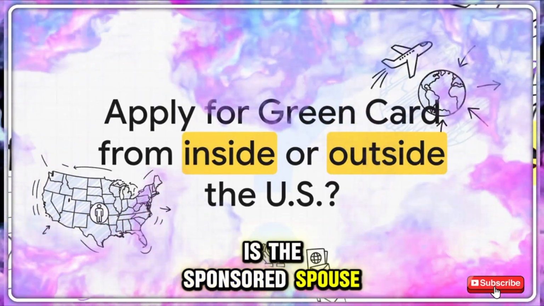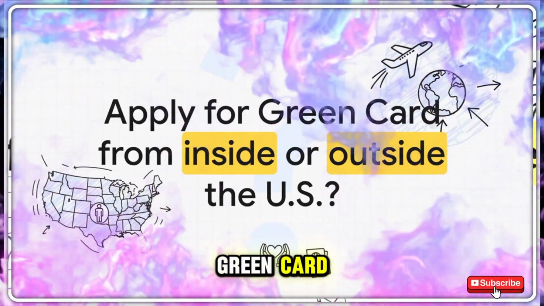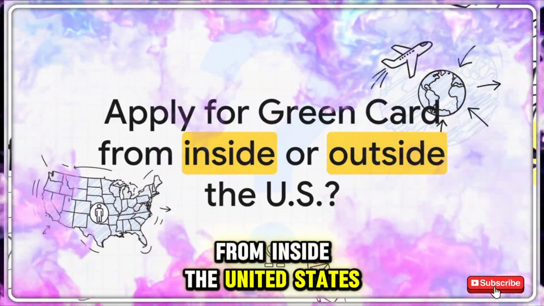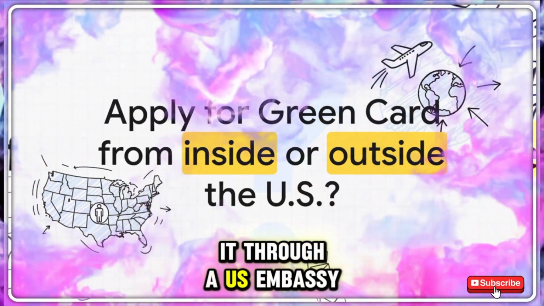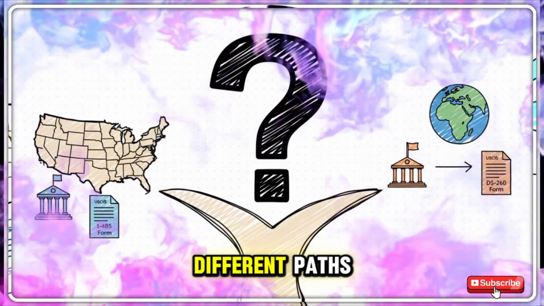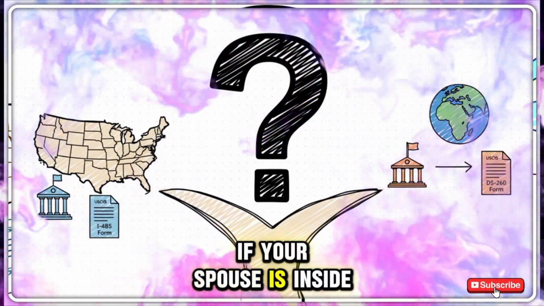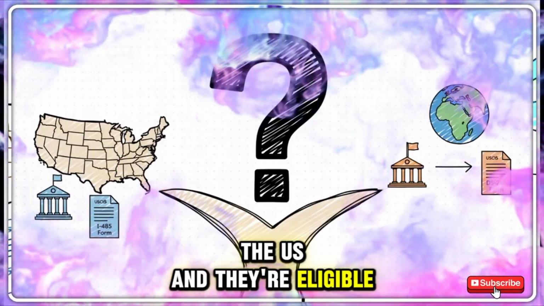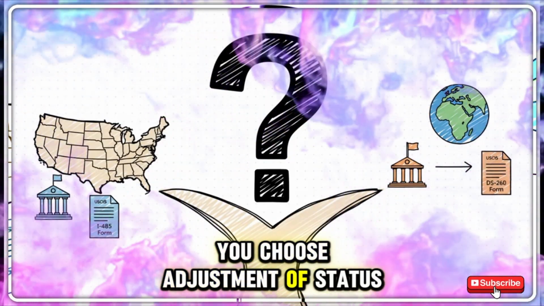Is the sponsored spouse going to apply for their green card from inside the United States, or will they be doing it through a U.S. embassy or consulate in another country? These are the two very different paths. If your spouse is inside the U.S. and they're eligible, you choose adjustment of status.